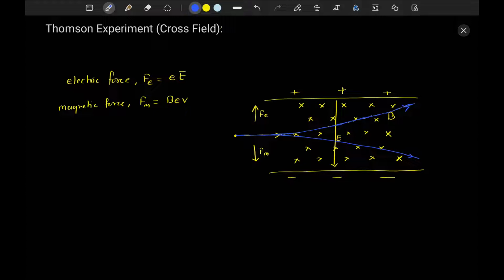Now when both the electric field and magnetic field are applied, the values of electric field and magnetic field are so adjusted that the net force in upward direction is equal to the net force in downward direction. That is, the force due to electric field is equal to the force due to magnetic field, or eE is equal to eBv. This gives the velocity of electron in the cross field.